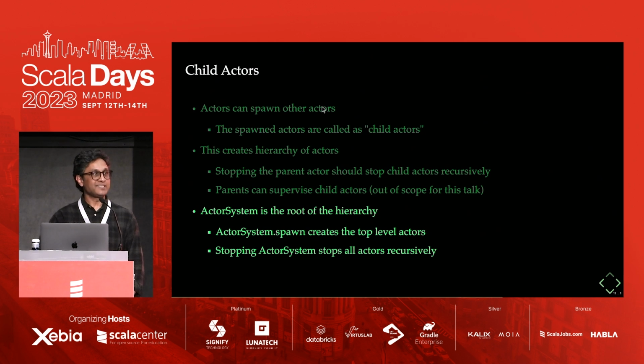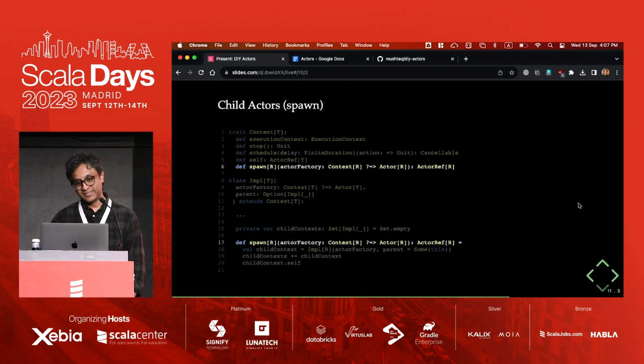If we extend this philosophy, then the actor system actually becomes the root, because any top level actor must be spawned via the actor system, and that becomes the root of the hierarchy, or parent of everyone. And if you stop the actor system, it should recursively go and stop all the actors. So let's see how to deal with the spawn method.